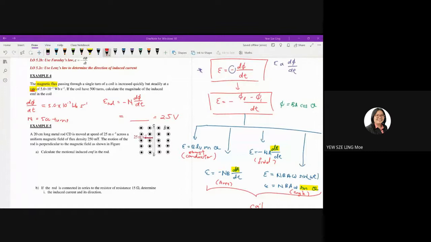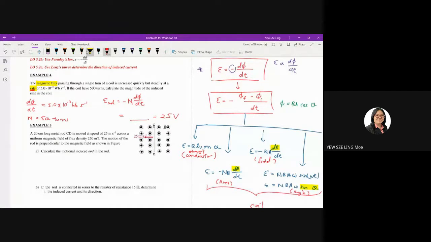I give you a few minutes to write down the answer and also the summary on the right hand side. You write down the equations in 5.2. Basically, if you know you are looking at a straight conductor, then that is the only equation for you to use. If you're looking at a coil, then you look at which variable changes in the question: either the area, the field, or the angle. So a few minutes for you to write down both the summary and the answer for example 4.